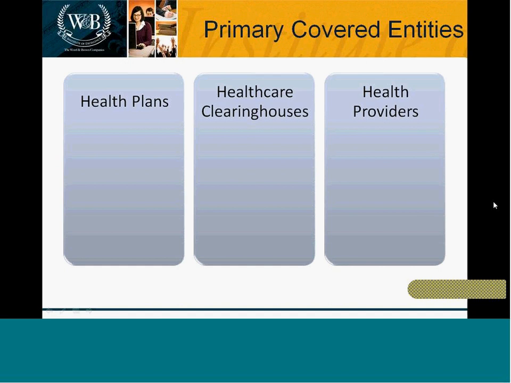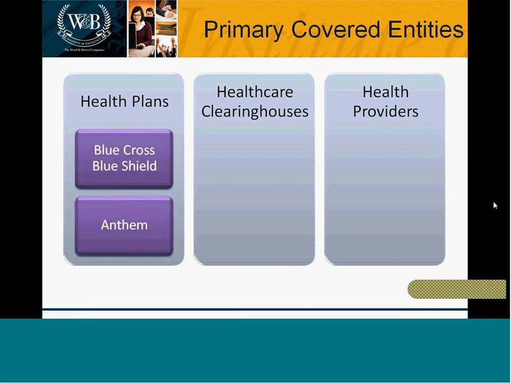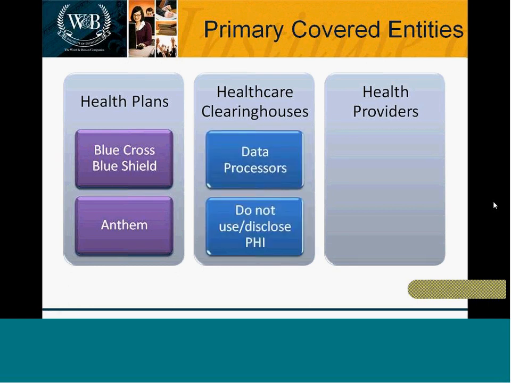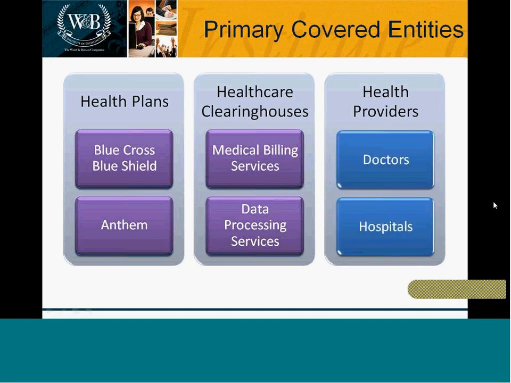When we say health plans, who are we talking about? Well, group plans, insurance carriers, all of our friends in places like Blue Cross Blue Shield or Anthem, Kaiser, HealthNet. Any of those groups is considered a health plan and thus is covered by HIPAA law. Health houses would be those groups who do data processing, like medical billing services, other data processing services that might handle PHI, protected health information, and health providers, doctors and hospitals. And that group also has to include people like pharmacists and dentists.